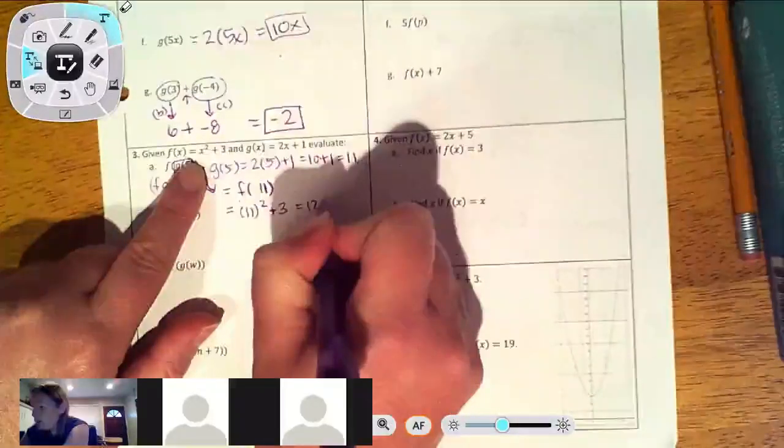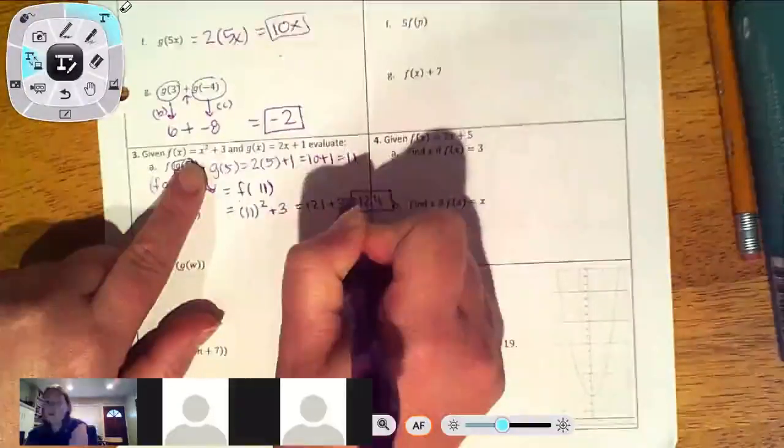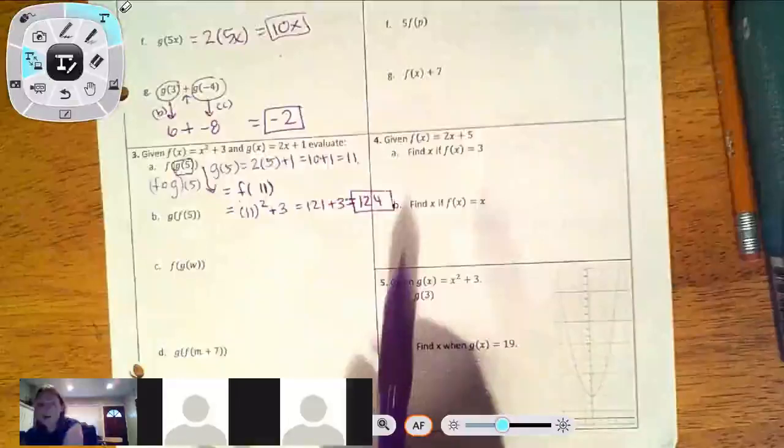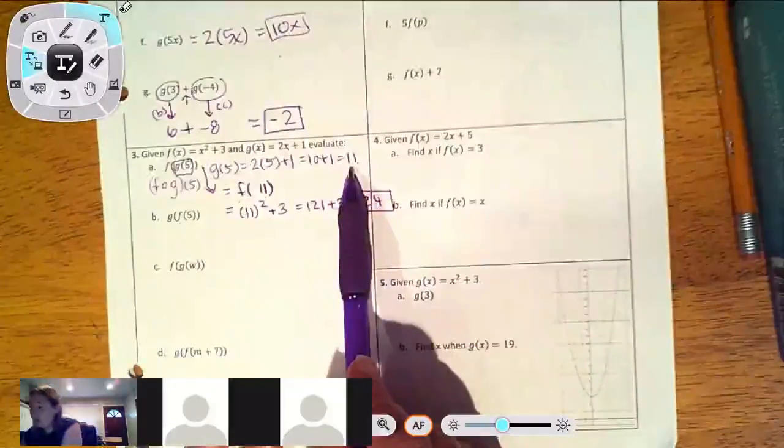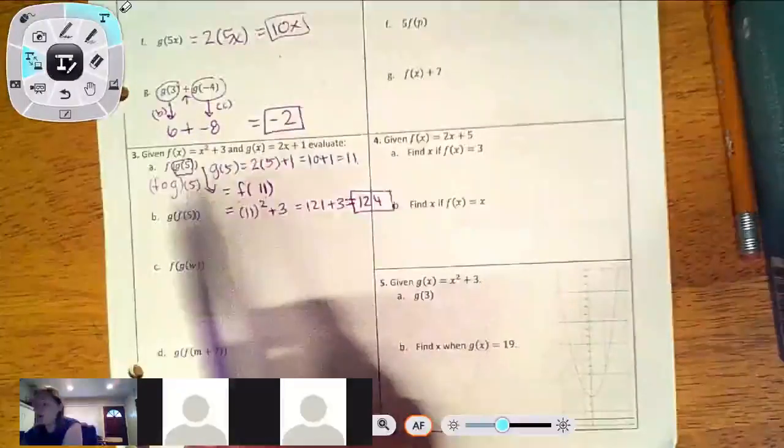121 plus 3, so 124. So this was an intermediary step. It's not your final answer. It was just finding this value. So my final answer to this problem is the 124.